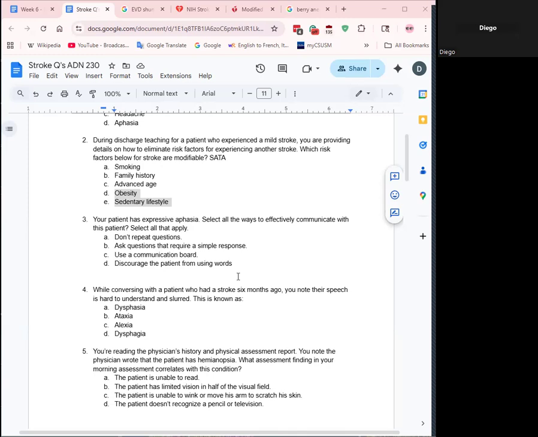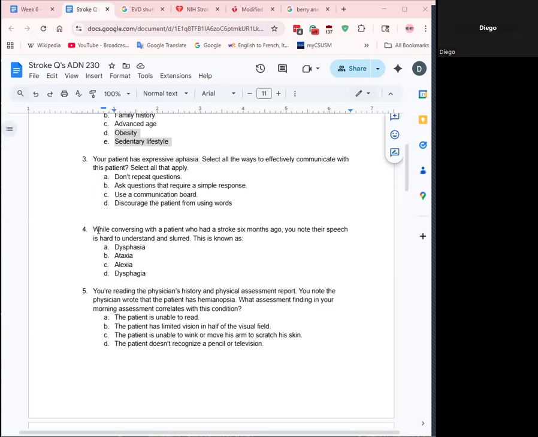They might have more than others. Some might have it worse in one zone than the other. So this person might have a harder time speaking, but an easier time writing, even if there is a deficit in writing or not. Okay. Speaking with a patient who had a stroke 6 months ago, you note their speech is hard to understand and slurred. This is known as what?